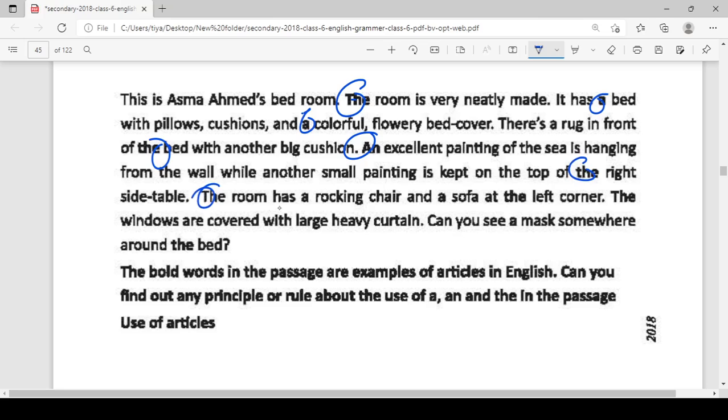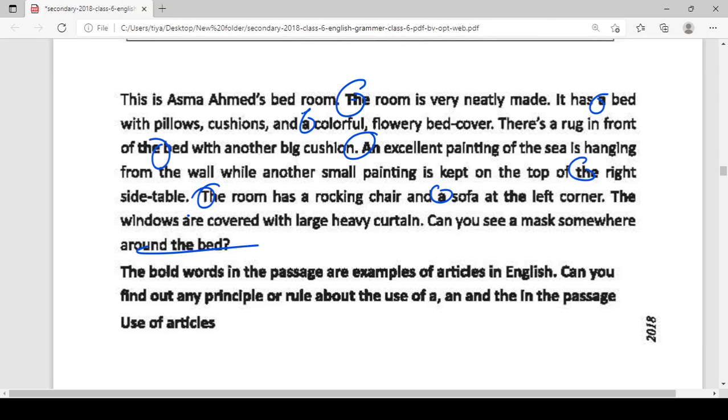The room has a rocking chair and a sofa at the left corner. The windows are covered with a large heavy curtain. Can you see the mask somewhere around the bed? So a and the are the articles. And what is the use of the articles?